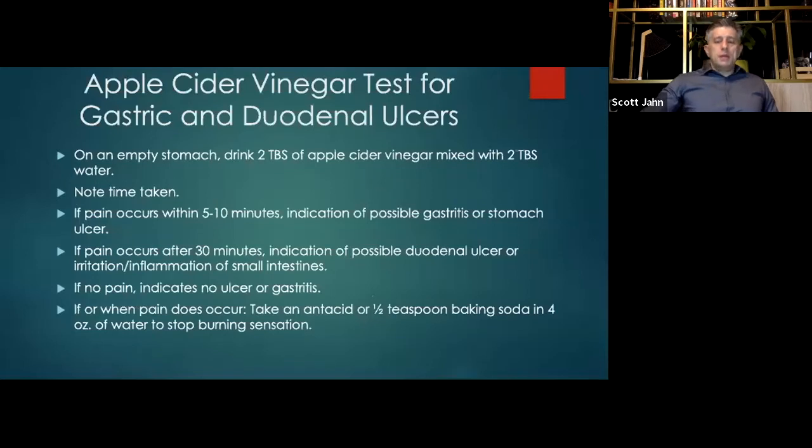So how do you tell if you have H. pylori or an ulcer if you don't have access to some of those tests that we mentioned earlier? One of the easiest ways you can do, now it's not 100%, but it's a good little screen, is on an empty stomach, get 2 tablespoons of apple cider vinegar, mix it with 2 tablespoons of water, and just drink it. Then just note the time that you take it.